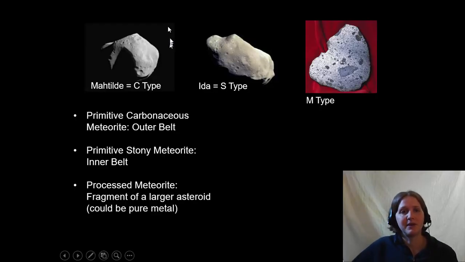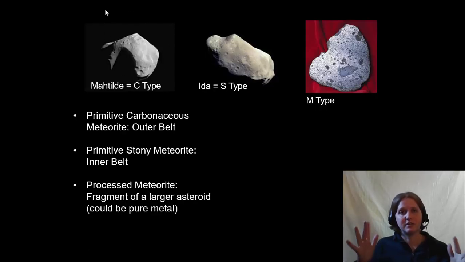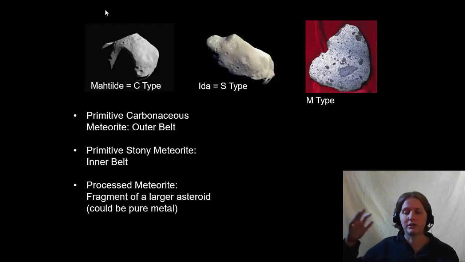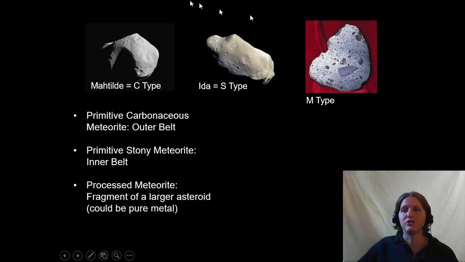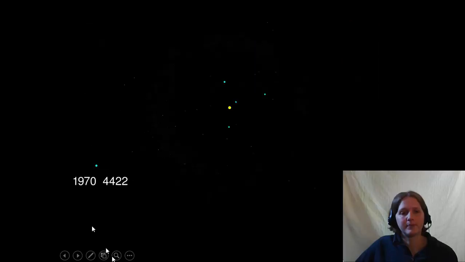So we actually think that maybe a C-type asteroid was big enough to differentiate, have the metal sink to the center, and the rocky and stony materials float to the surface. And then once it's differentiated, boom, you hit it with something else really big, and they shatter. So now you can have pure metal chunks. So these two you could say are primitive, relatively unchanged since their formation, and this one is processed.